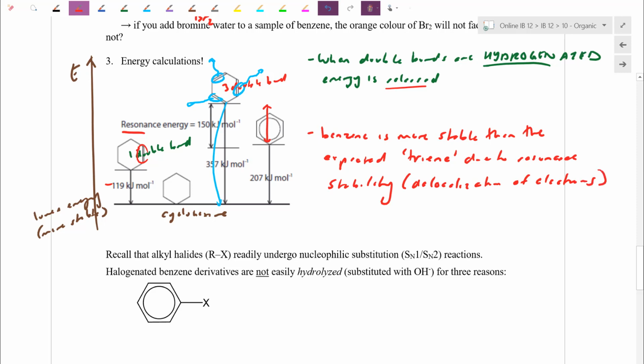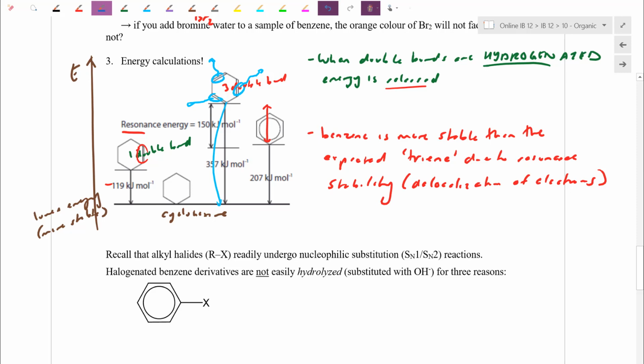Now I know it's a little bit weird thinking about it this way. In some sense, I'm saying here's the compound, and if I destroy the compound, then it becomes more stable. That's me looking at putting energy in to rip apart the bonds. You can also say, going from cyclohexane, if I become benzene, having those 3 double bonds forming actually gives me 207 kilojoules per mole of stability. That's different from the expected triene molecule.